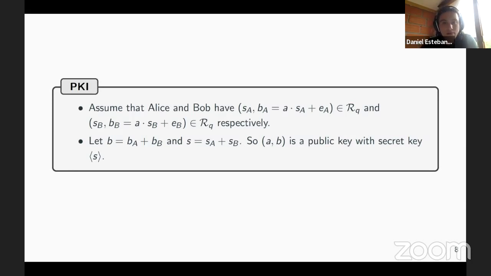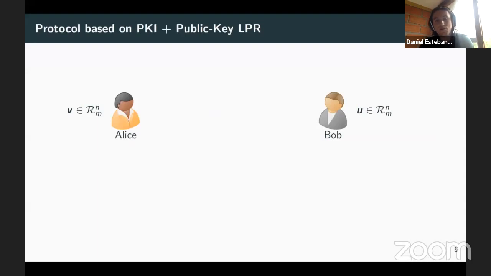So with this starting point, the protocol proceeds as follows. On the left, we have Alice. She has an input V that is a vector of polynomials. That's why it's in R_M to the n. So it's a vector of n polynomials. This is because our implementation, our protocol, is actually vectorized. It can work on many values at once. So Bob also has a vector of ring elements.